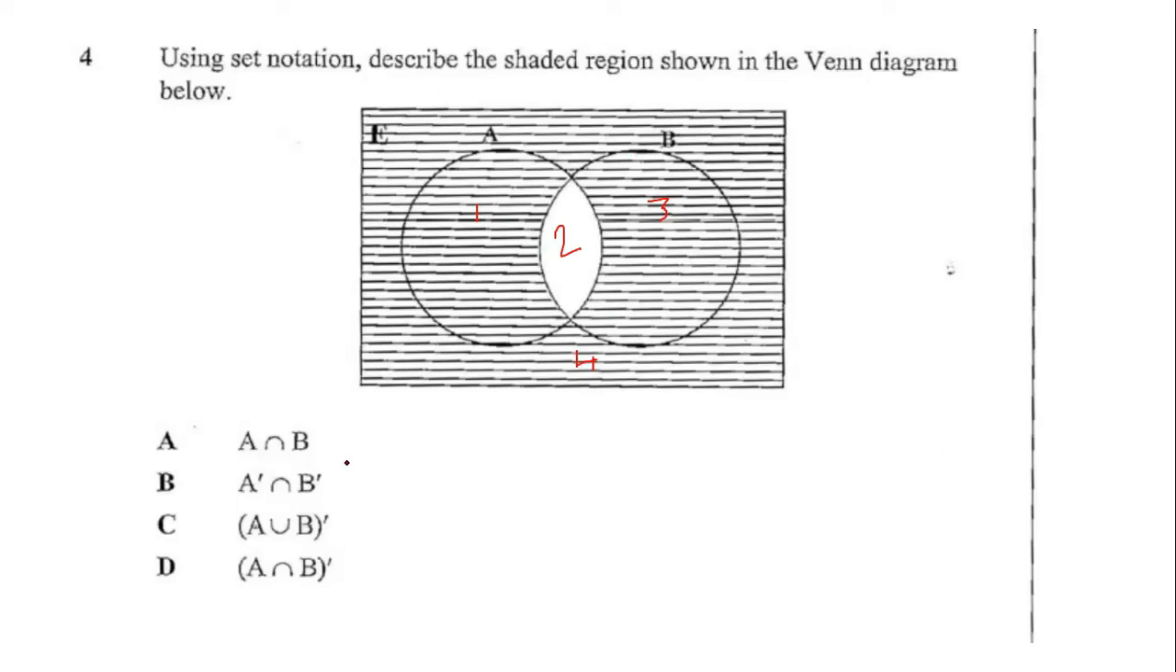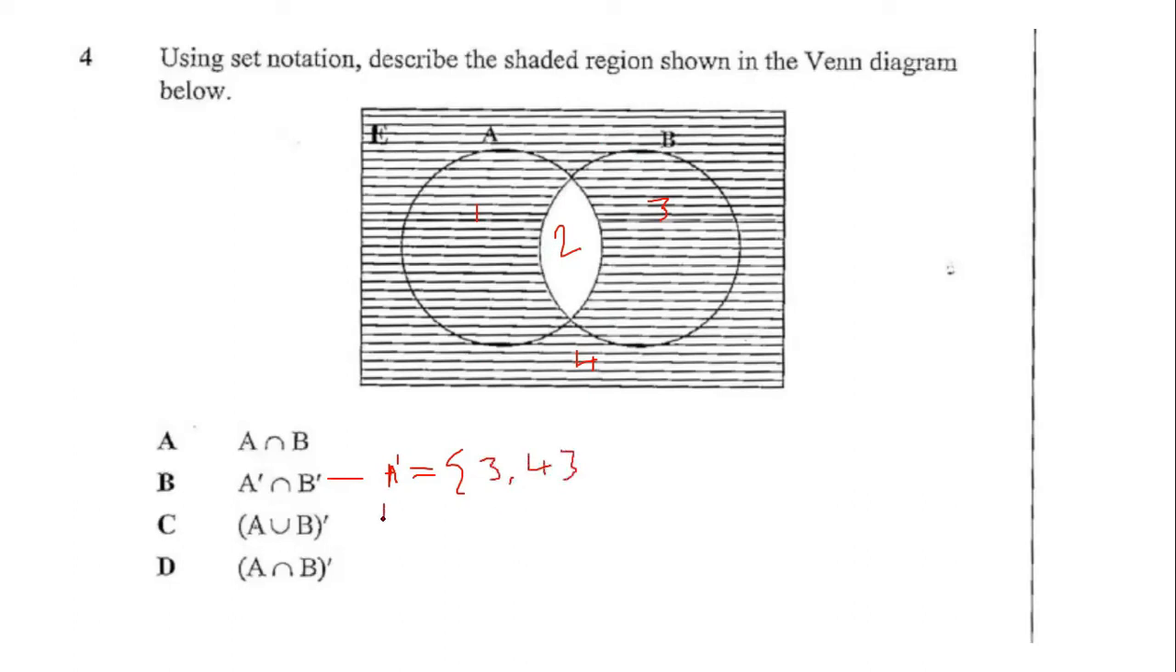Then we can now list. So if we are dealing with this one, we are testing it, you're going to list A complement. A complement simply means those that are not found in A. So here we'll just have 3 and 4.